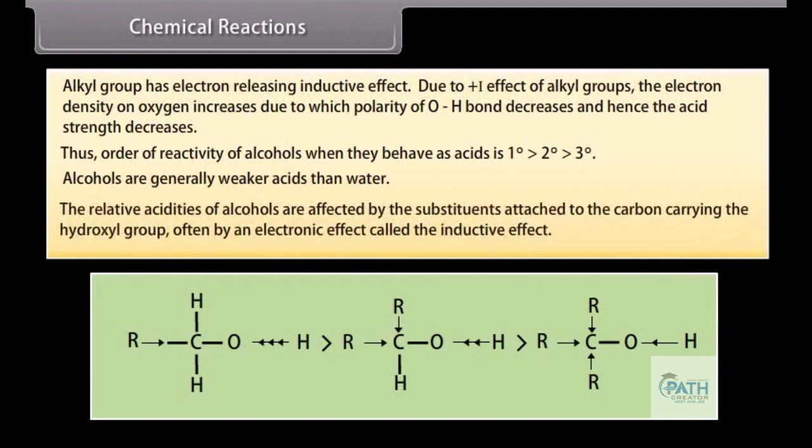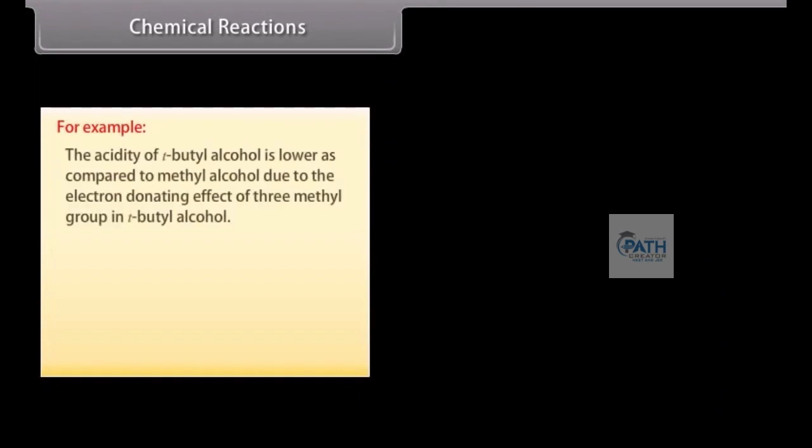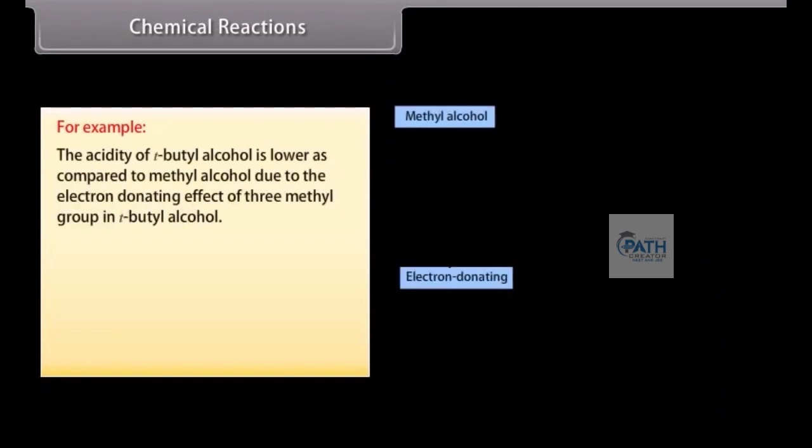The relative acidities of alcohols are affected by the substituents attached to the carbon carrying the hydroxyl group, often by an electronic effect called the inductive effect. For example, the acidity of tert-butyl alcohol is lower as compared to methyl alcohol due to the electron donating effect of 3 methyl groups in tert-butyl alcohol.